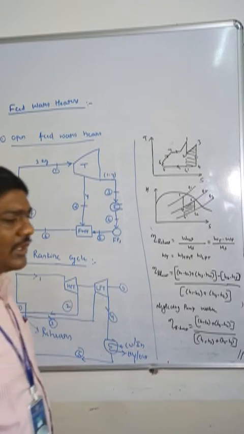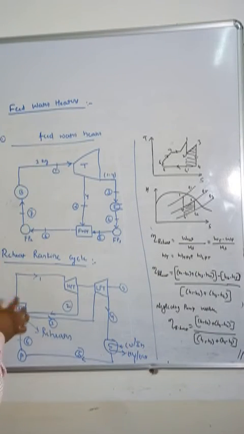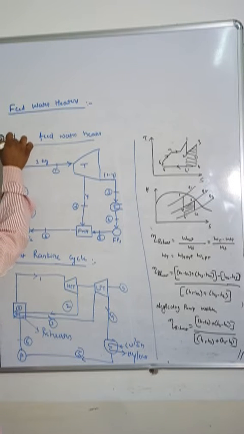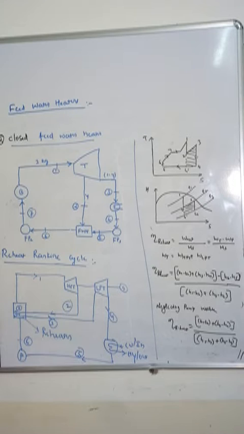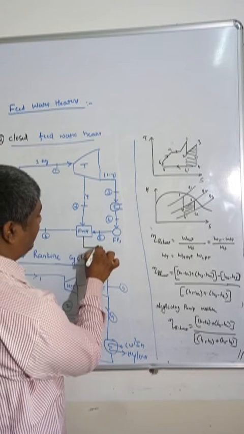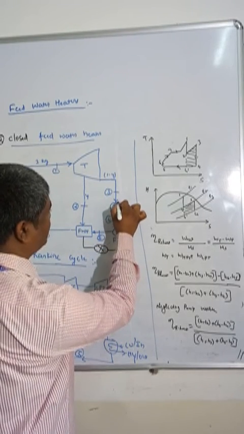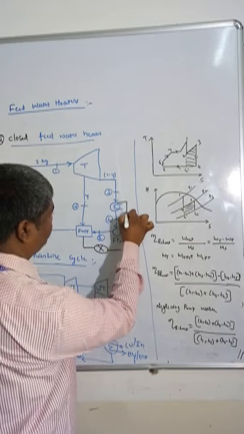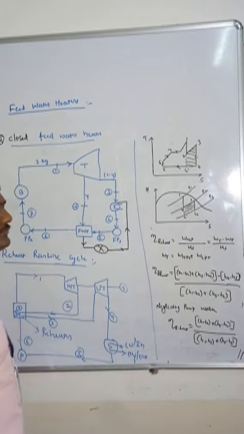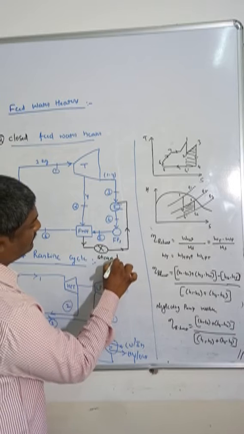That drawback we will overcome in the closed feed water heater, the second type. What will we do? Some amount of steam is remaining here. I'll use one steam trap and supply it back to the condenser. So here I will name this the steam trap.